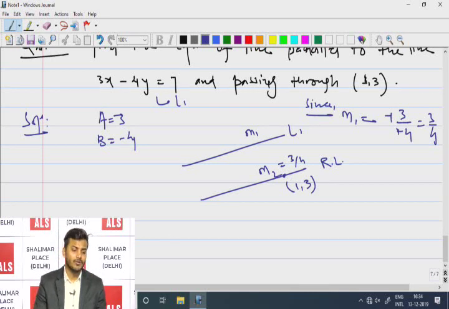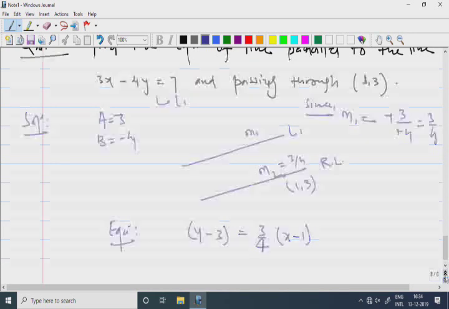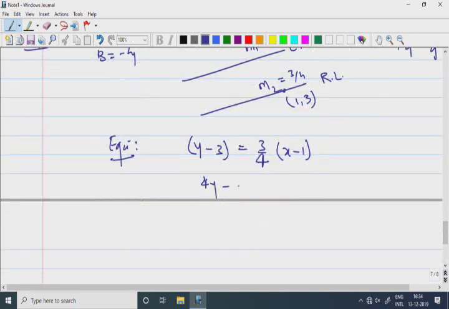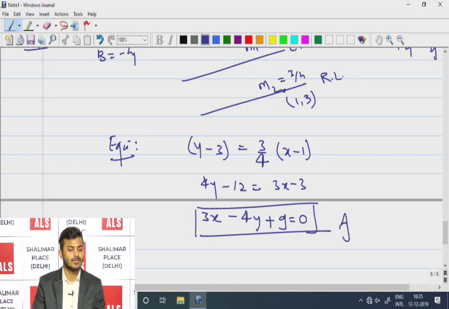Can you find the equation of the line now? Yes. The equation is y minus y1, where y1 is 3, equals m, which is 3 by 4, times x minus x1, and we are done. The rest you have to solve. So that is 4y minus 12 equals 3x minus 3. Further, 3x minus 4y, right? And here it is plus 9 equals 0. And that's your answer. This is the required equation of the required line.